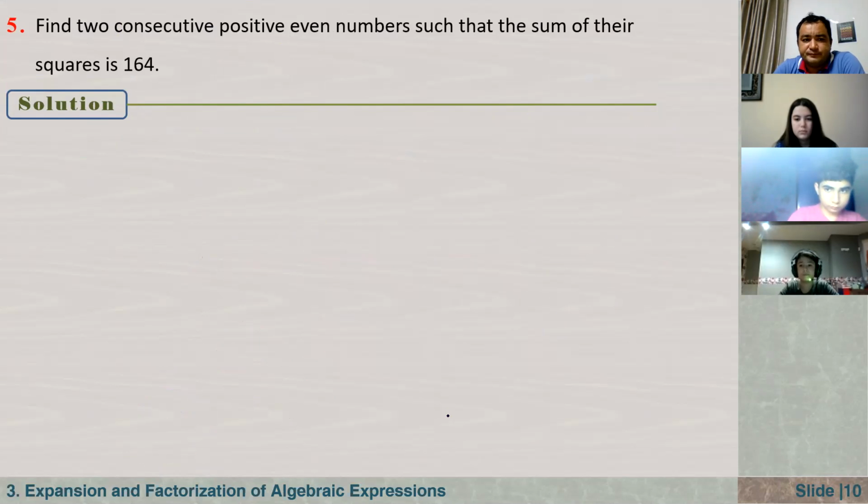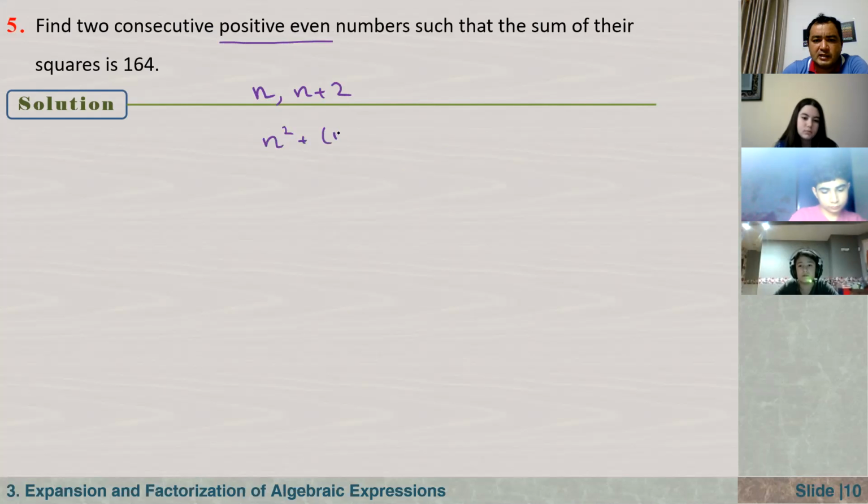Another question. Find two consecutive positive even numbers such that the sum of their squares is 164. Now, we don't have to talk in detail. Directly, we just solve this. Since we are talking about consecutive positive even numbers, if the first number is n, the second number should be n plus 2. So the sum of their squares, n squared plus (n plus 2) squared, is equal to 164.